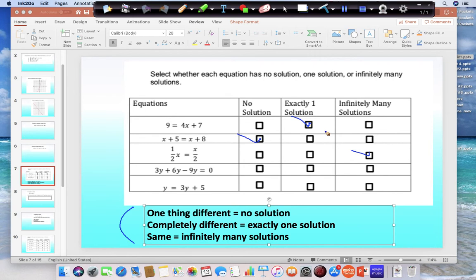And the next one, 3y plus 6y gives us 9y, and 9y minus 9y is 0. And so 0 equals 0. They are the same, so infinitely many. And if you see here, the two sides are completely different, so this is going to be exactly one solution. So again, make sure that you write down these notes here at the bottom for this problem, because it is super important to remember when dealing with these types of problems, and you will have these types of problems come up on FSA.